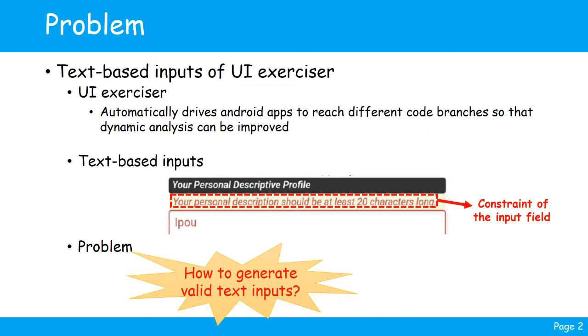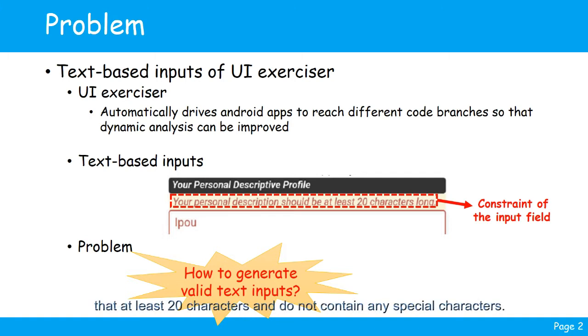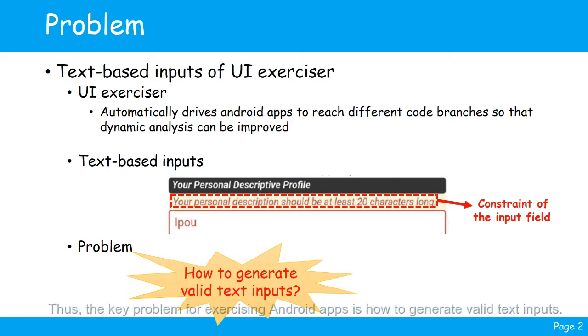For example, a personal profile description field of an Android app may require text that is at least 20 characters and does not contain any special characters. Such constraints for text inputs are very popular in Android apps. Thus, the key problem for exercising Android apps is how to generate valid text inputs.